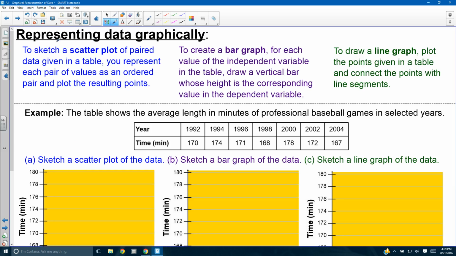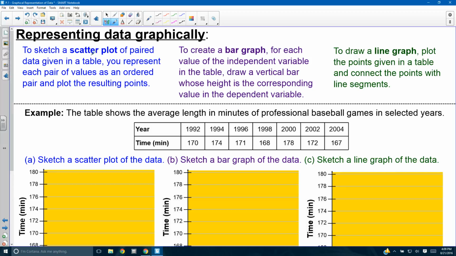Okay, now we're going to look at representing data graphically, meaning we're given a table or a word problem or something like that, and we're given different ways to represent it. Sound fair? Awesome. We're going to do scatter plot, bar graph, and line graph. What they feature, what they look like, the advantages, disadvantages. It's really just a visual difference.